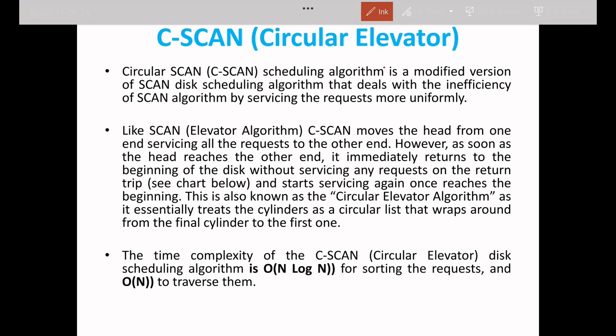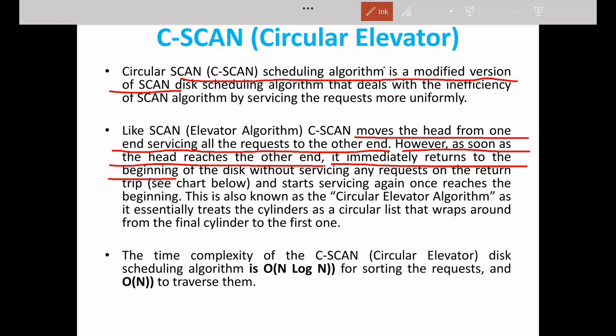Now C-SCAN, circular. What is the meaning of circular? Circular SCAN is a modified version of the SCAN scheduling algorithm. Here the head moves from one end, serving all the requests, to the other end. However, as soon as the head reaches the other end, it immediately returns to the beginning of the disk without serving any request on the return trip. Whenever you are returning, at that time you will not serve. Time complexity is the same, order of n square.